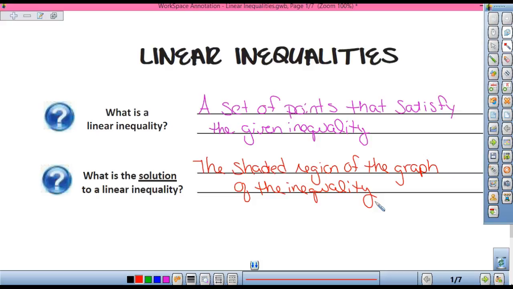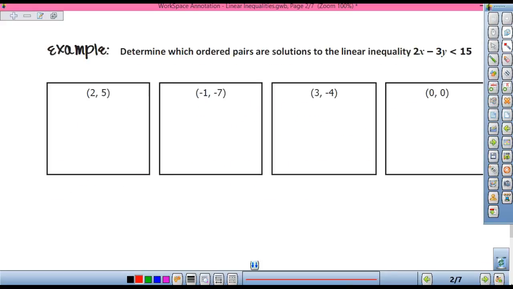All right, so first thing we're going to do is practice to see if points are a solution or not. Our equation is 2x minus 3y is less than 15. Points are always written as x comma y. So our 2 is going to go in for our x, and our 5 is going to go in for our y, and we're going to see if we get a true statement or not.